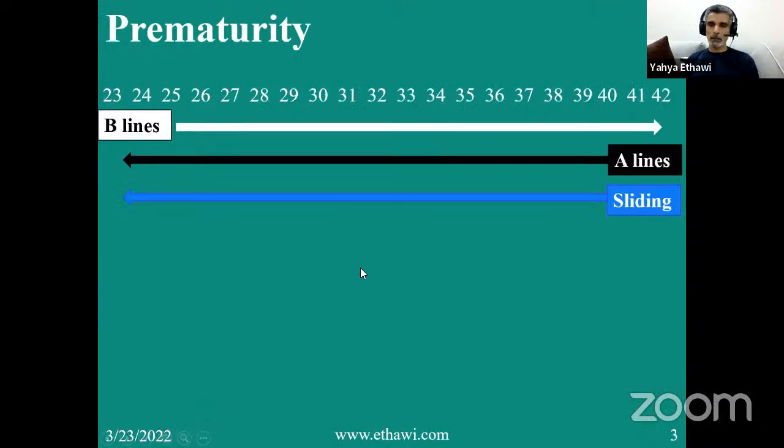Now, just to know that the younger the premature baby, the more B lines you'll see than A lines, and the sliding either becomes sluggish or is not as active as we see it in older babies.